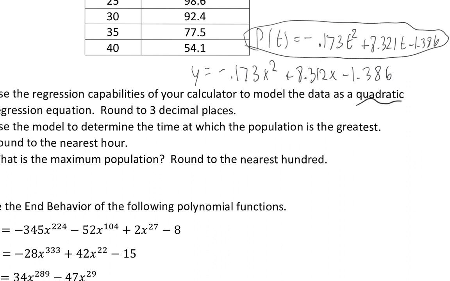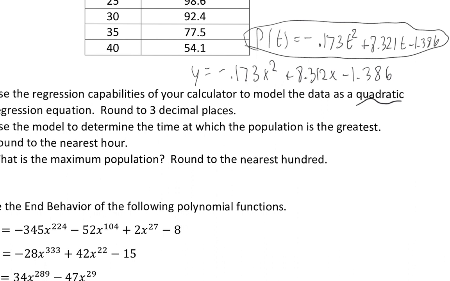Next, use this to determine the time at which the population is the greatest, rounding to the nearest hour. We have a couple of different ways. One way is to graph it. I'll open y equals on the very top left of my calculator and put our equation in, using x instead of t: negative 0.173 x squared plus 8.312 x minus 1.386. Then we press graph.